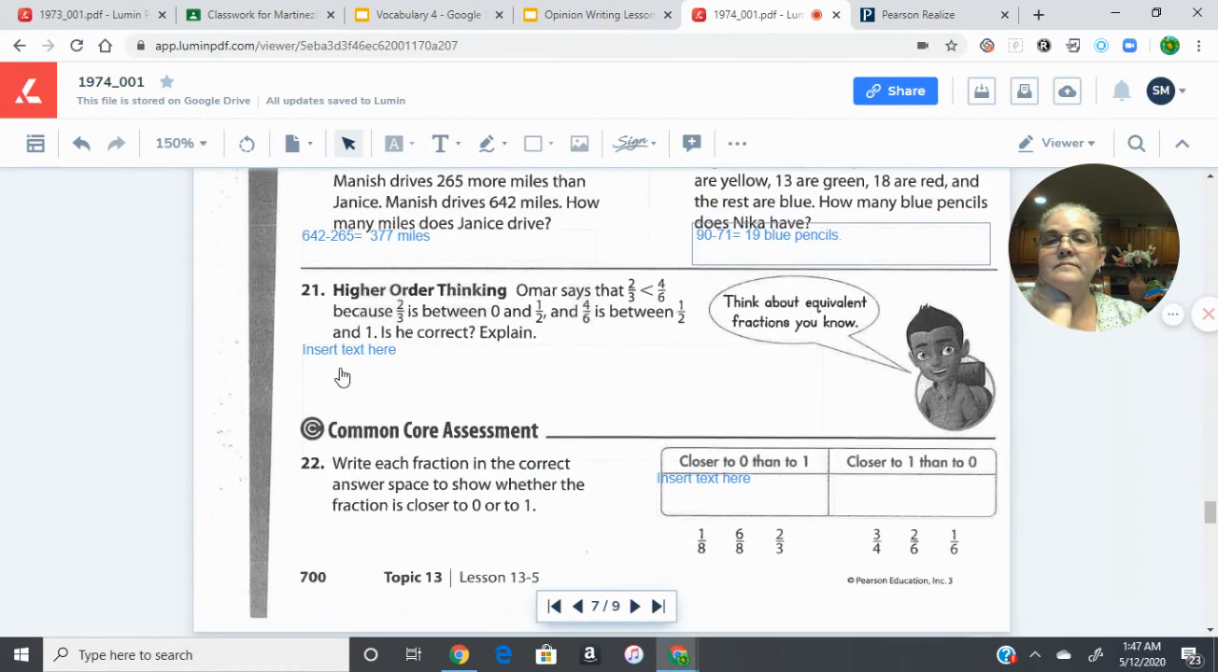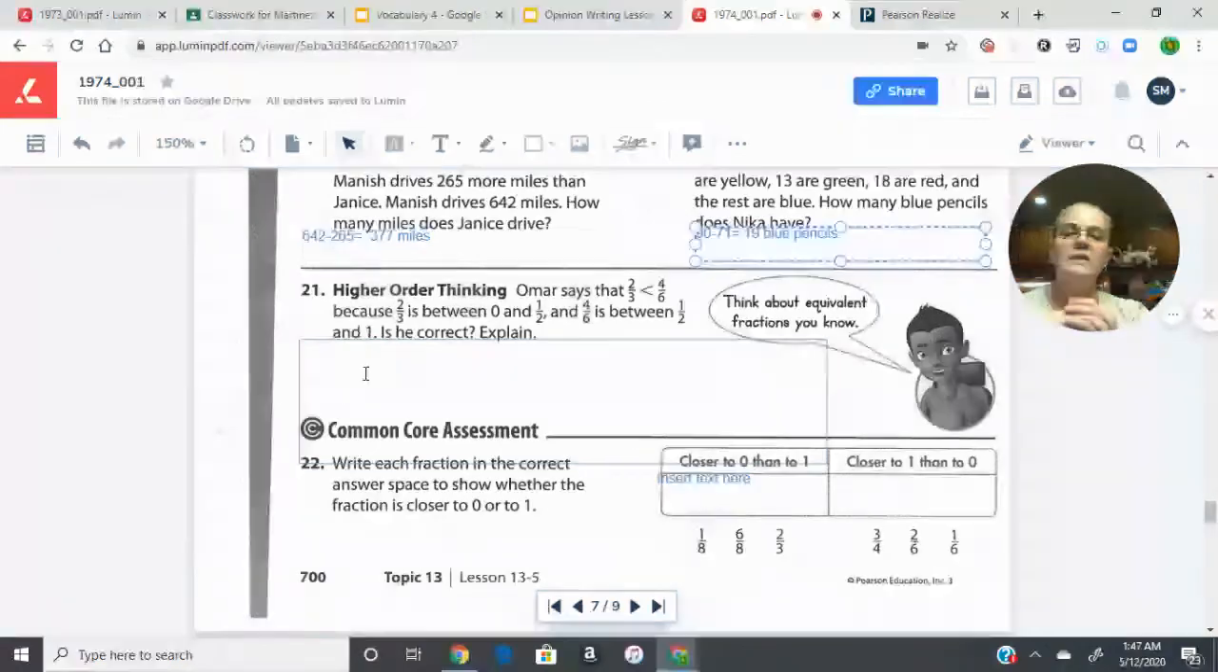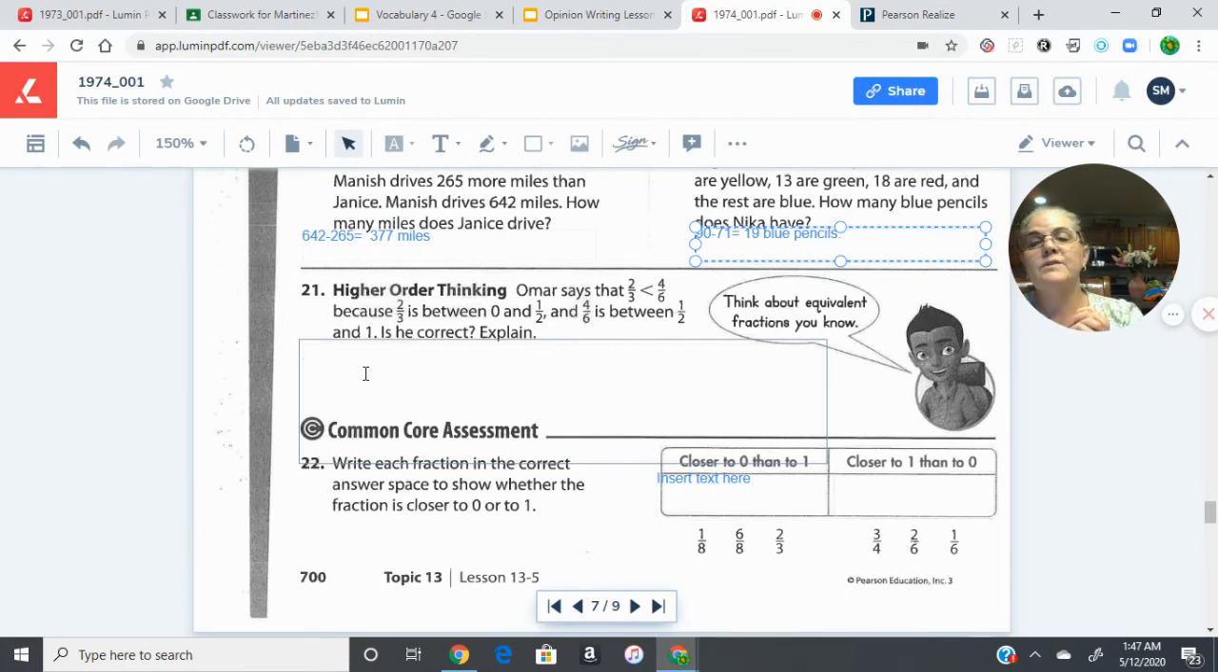Alrighty. So higher order thinking, usually we have to think a little bit more, work on some things a little bit more. So it says, Omar says that 2/3 is less than 4/6 because 2/3 is between 0 and 1/2, and 4/6 is between 1/2 and 1. Is he correct? Explain. All right.